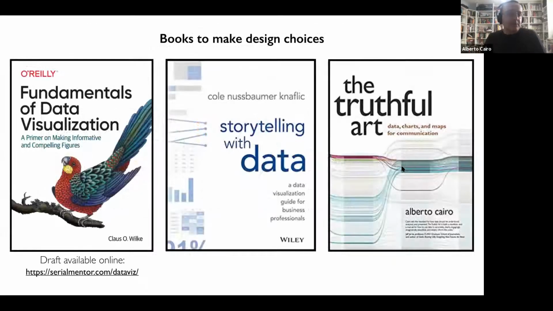And then consult books, obviously. Fundamentals of Data Visualization, for example, by Claus Wilke. This is one of the best books about visualization that I have read in the past few years. It's a great book. And one of the advantages that it has is that its draft is completely available online for free. So you can consult it if you don't want to spend more money on books. But then there are many others.